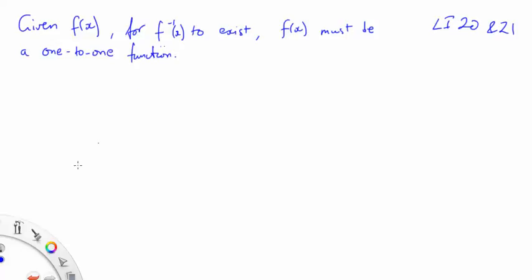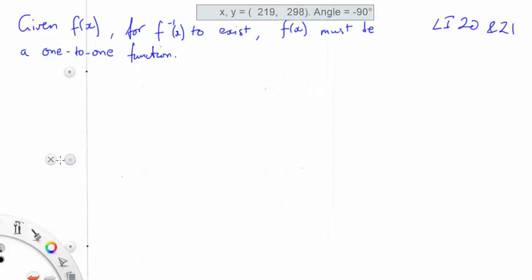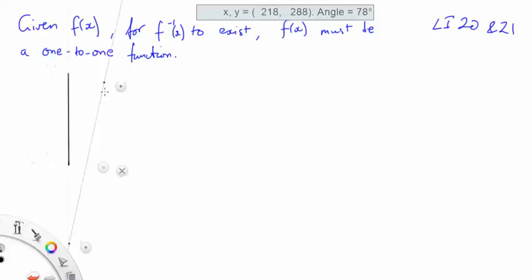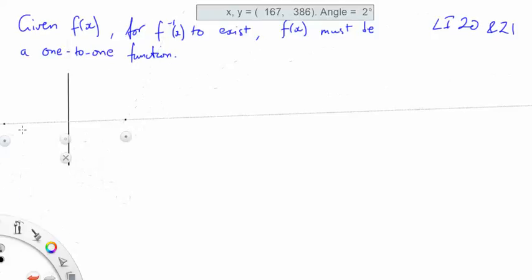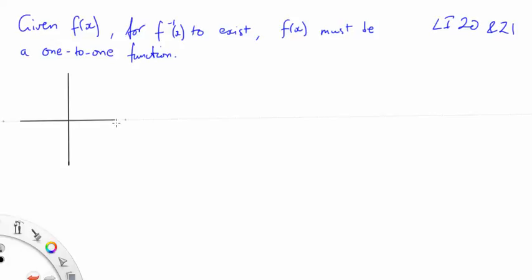So let's draw a set of axes. And let's remind ourselves what one-to-one means. I'm going to sketch a one-to-one function. Here's an example of a one-to-one function. No, not quite actually. There you are, that's a one-to-one function. That's f of x. The reason it's a one-to-one function is it passes the horizontal line test.